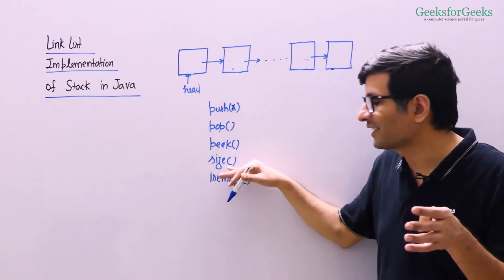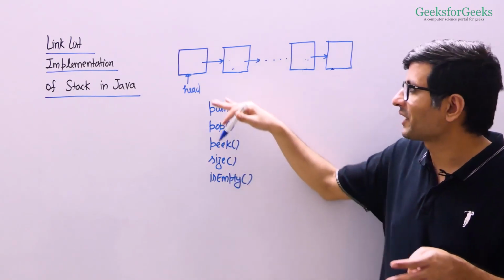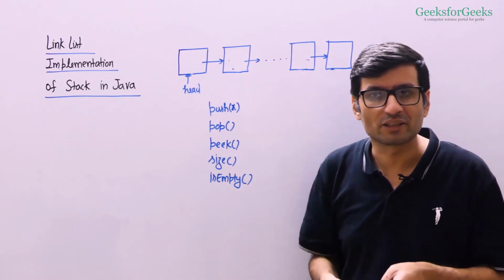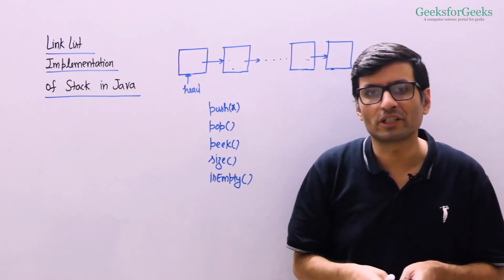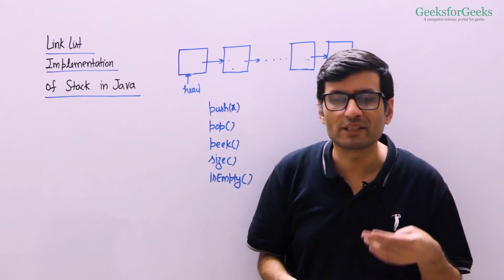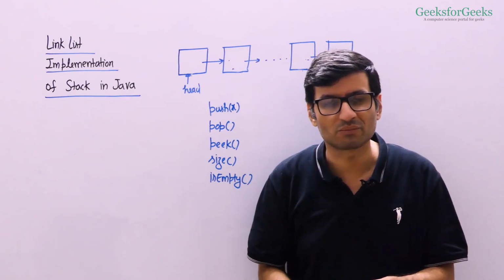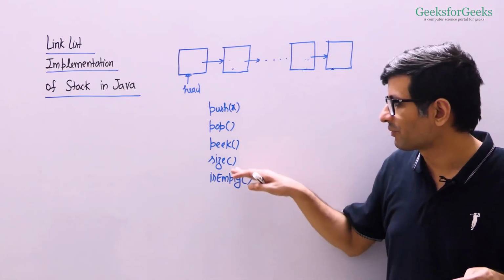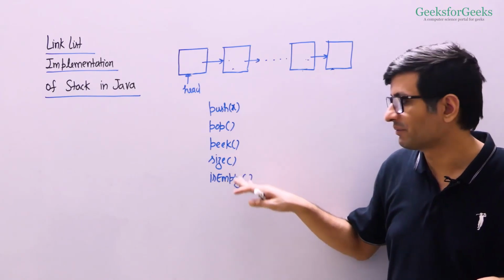Now how to make size a constant operation? See, if I traverse the linked list every time to know the size, I will have to take linear time. So to make size operation big O of 1 time, along with head reference, we maintain one more size variable. We increment size in push, we decrement size in pop. And when we want to know the size, we can simply return the size variable. So that way we can implement size also in big O of 1 time.